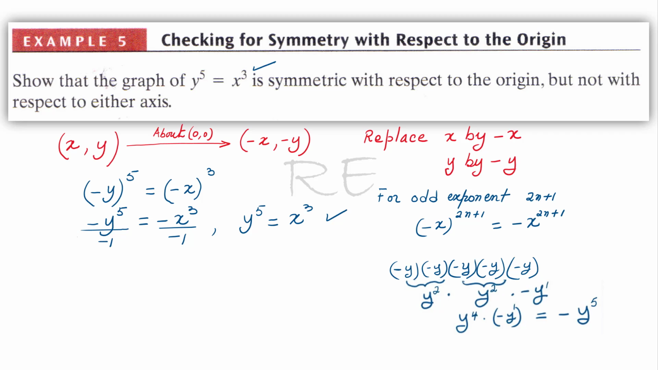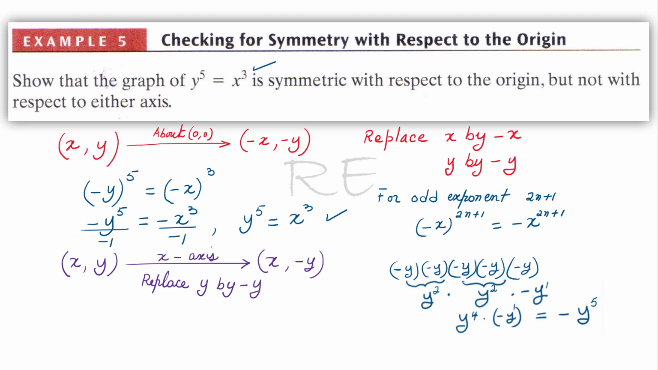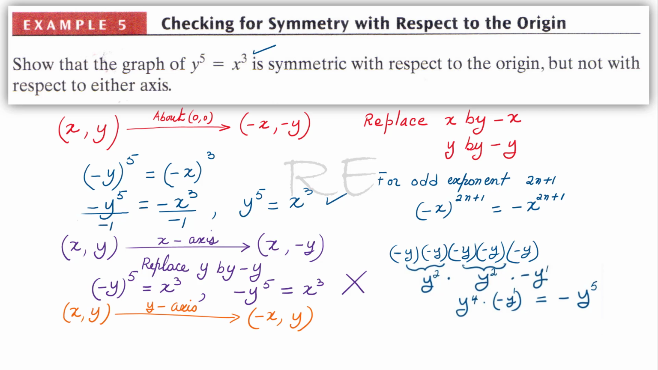For symmetric about the x-axis, we're going to replace y by negative y. And when we do, we get negative y to the fifth equal to x cubed, which is not equal to the original equation. For symmetric about the y-axis, we're going to replace x by negative x. And when we do, we find out that y to the fifth minus x cubed is not equal to the original equation.